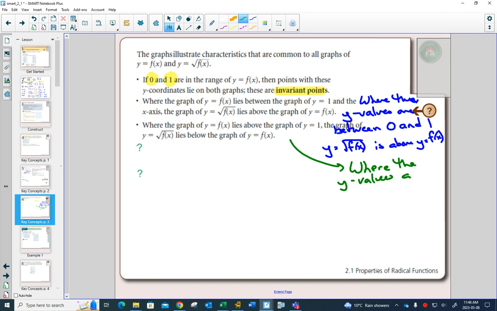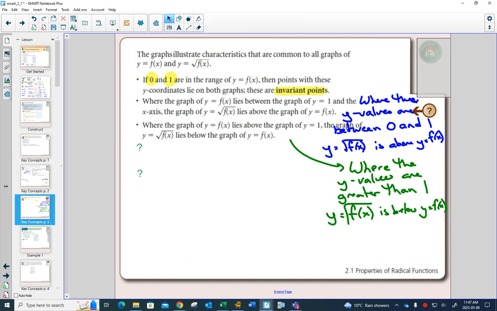The next bullet: where the y values are greater than 1, the square root graph is below the regular graph. So basically the three things that I looked at in that activity at the beginning form the basics for how you're going to graph any square root graph.